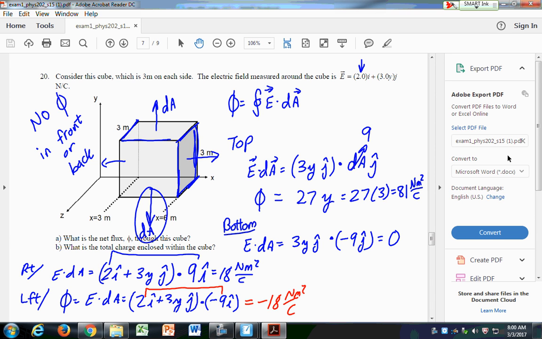And then if I want to know the total flux, I have 81, I have 18, and I have 18. The total flux is the sum of those, so it's going to be 81 Newton meters squared per coulomb. Very, very likely that you'll have something like this. That was really the only big thing that we did in chapter 1.5. So you're going to have a problem similar to this.